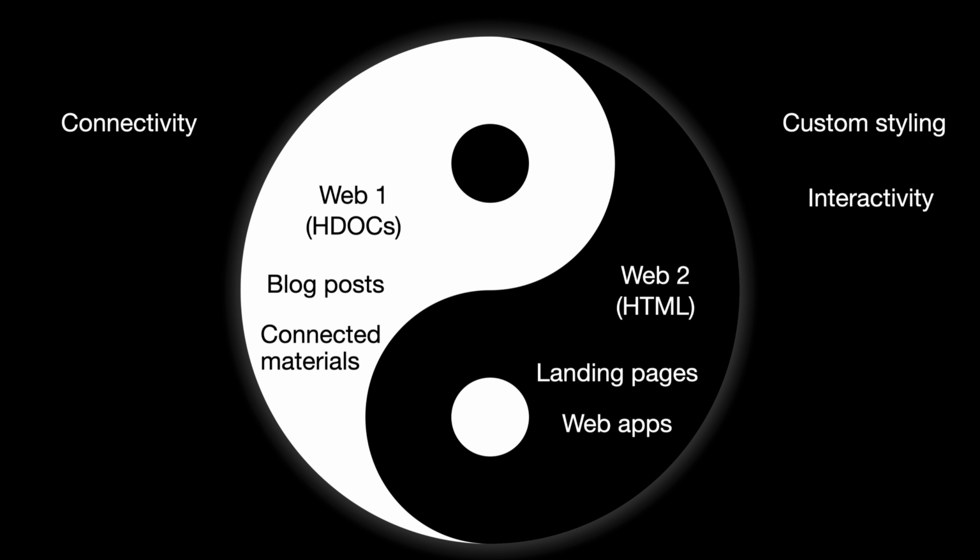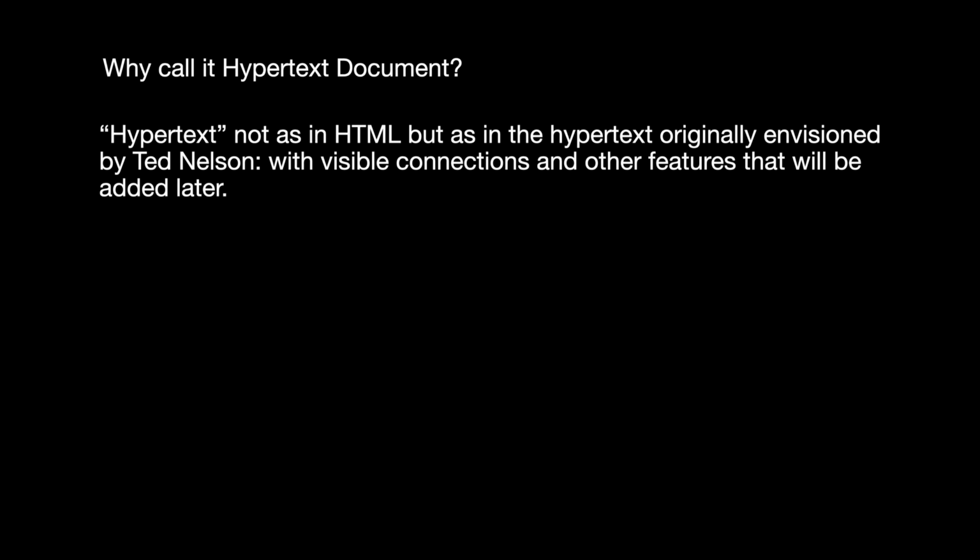For example, a book linked to maps, footnotes, or a table of contents. Essentially, the kinds of examples I showed at the beginning of this video. Why do I call the new page hypertext document? I use the word hypertext in the original sense intended by Ted Nelson. It refers to visible connections and other features that may be added over time, not just to the fact that an HDoc contains HTML tags.